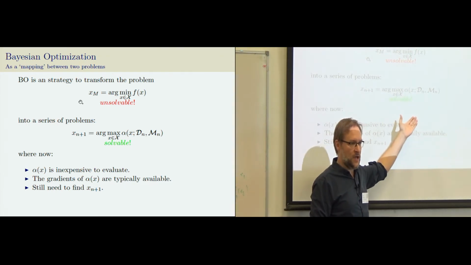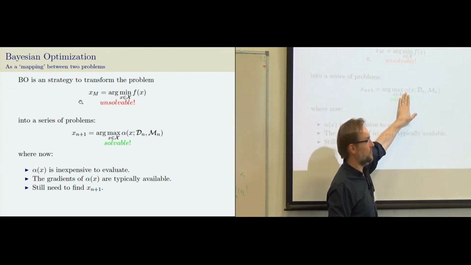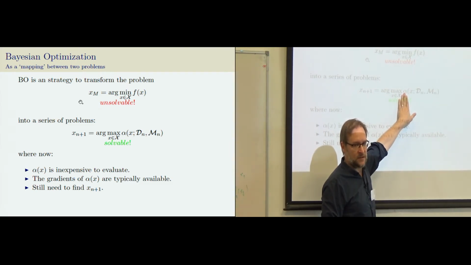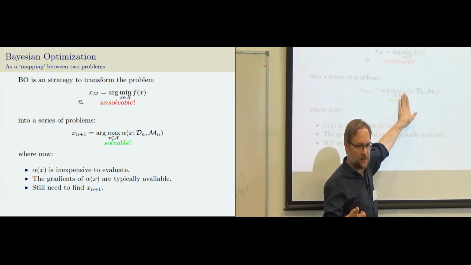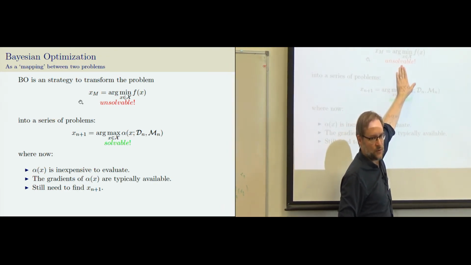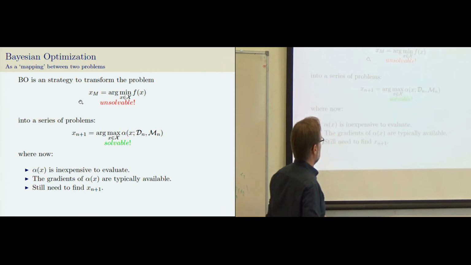And the reason why that's the case is because we know everything about the acquisition function, this alpha acquisition function. We know everything about the expected improvement. We know gradients. It's very cheap to compute. We can parallelize evaluation. We can run multiple optimizers to find the maximum, which is something that we cannot do in this original problem, right?